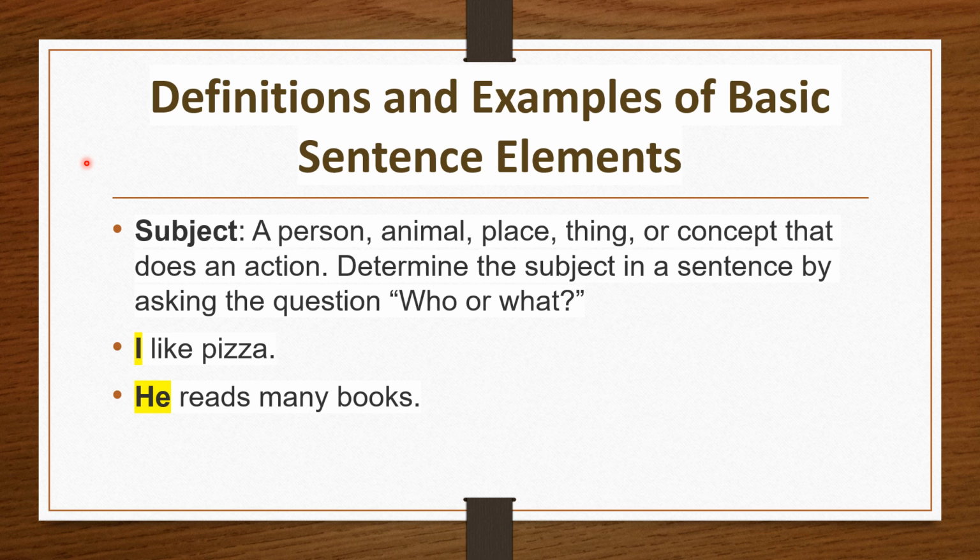So also we need to know what's the subject. The subject could be a person, animal, place, thing, or concept that does an action. So how can we determine it? How can we know where the subject is in the sentence? Determine the subject in a sentence by asking the question who or what. I like pizza. Who likes pizza? He reads many books. Who reads many books? He. So this is the subject in the sentence and this is the subject in the sentence.